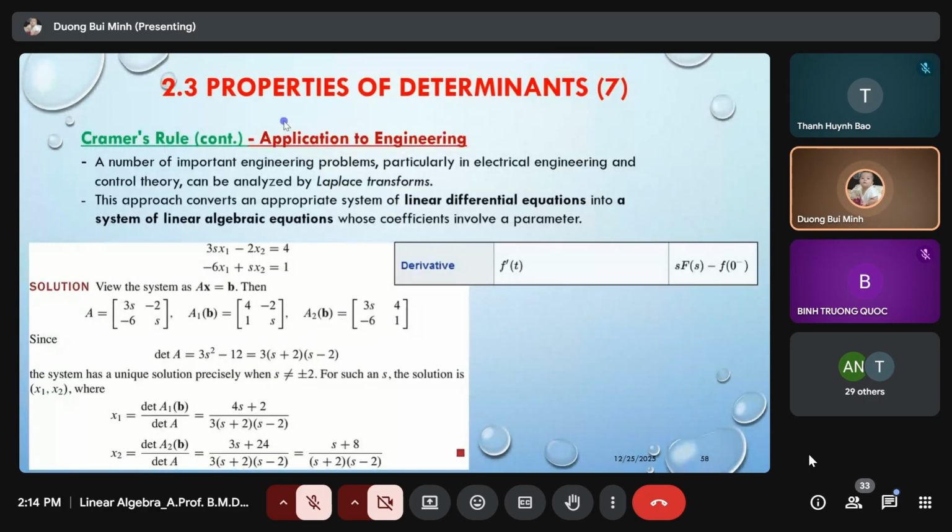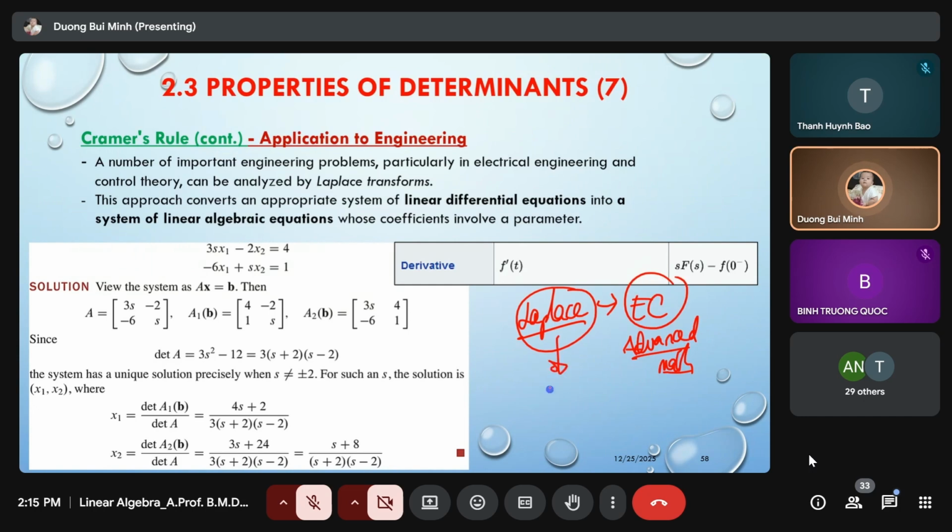We have the application of Cramer's rule. We talk about Laplace. For Laplace, we will study it from electric circuits or advanced mathematics. It's covered by Professor Phạm Thanh Dương, the dean of our faculty. He will teach you advanced math and talk about Laplace.